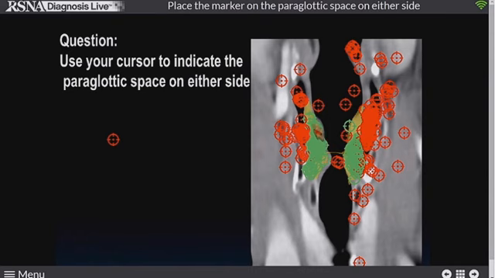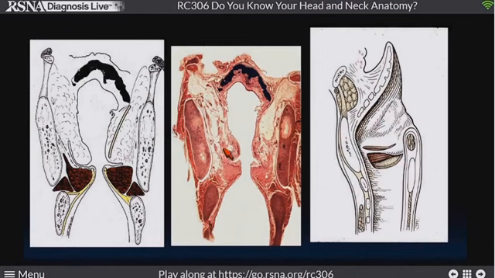All right, but the green is the paraglottic space. People call it paralaryngeal. I think paraglottic is probably the best way to talk about it. It's simply the lateral soft tissues of the wall of the larynx. But it's important. It's a route of spread, and it also helps us navigate.